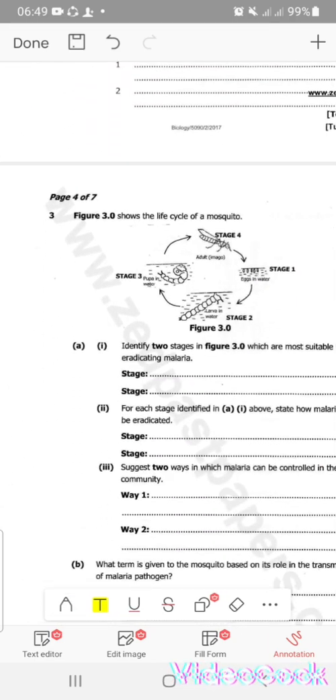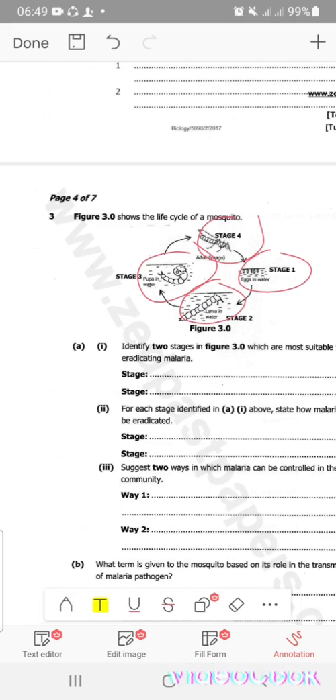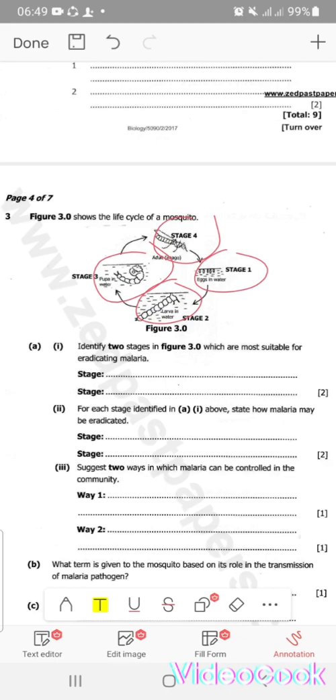Question 3, figure 3.0 shows the life cycle of a mosquito. So we have stage 1, stage 2, stage 3, stage 4. Hope we can see those stages. Okay, so when looking at these stages, life cycle of mosquito, let's answer the following questions. Question A, Roman numeral 1. Identify 2 stages in figure 3.1 and 3.0 which shows more suitable for eradicating malaria.